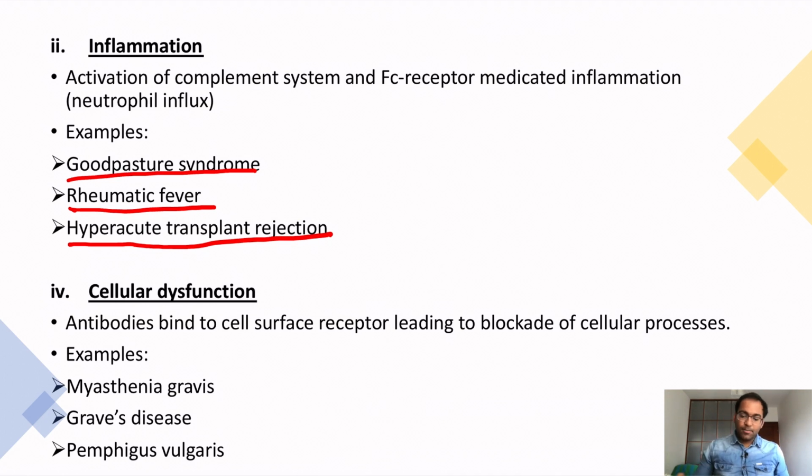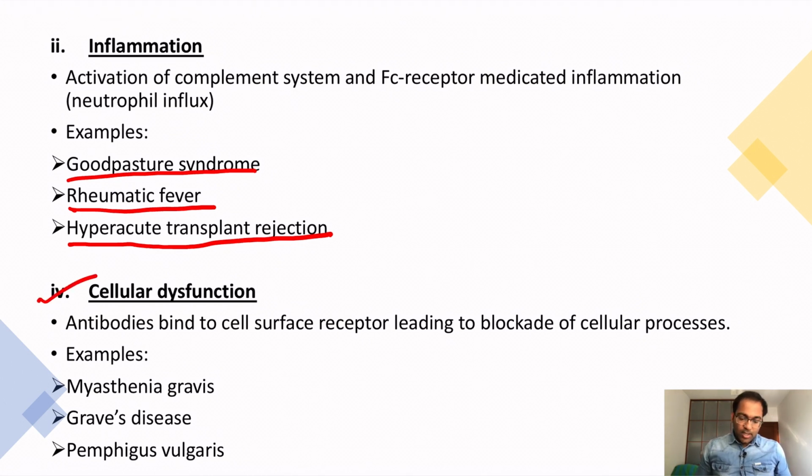So now in inflammation, usually we have an activation of the complement and Fc receptor mediated inflammation. Because of this, there is neutrophilic attraction towards the site where the antigen antibody complexes are deposited. So this is how inflammation is also a part of type 2 hypersensitivity reaction.